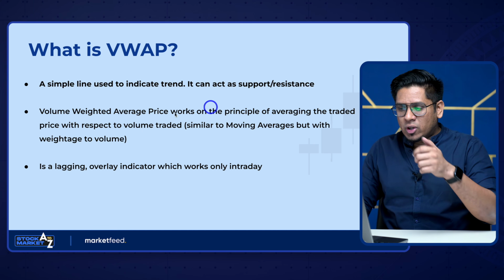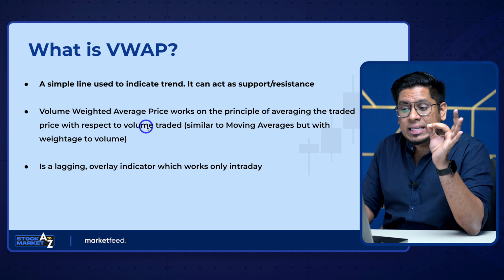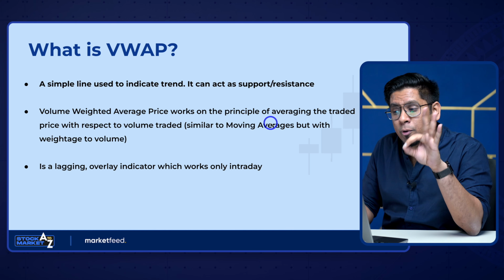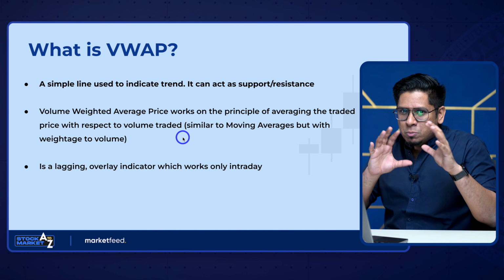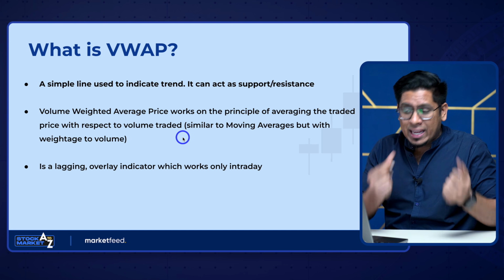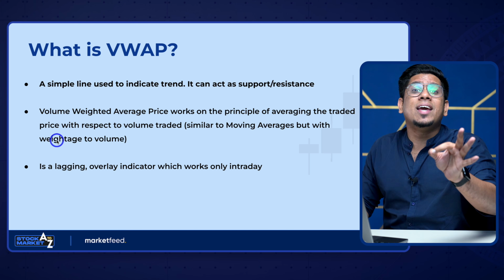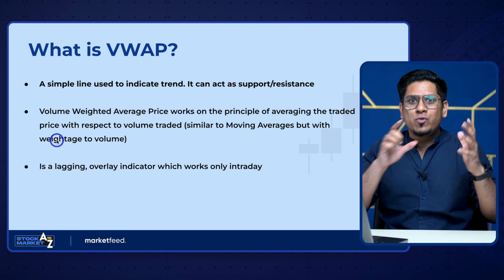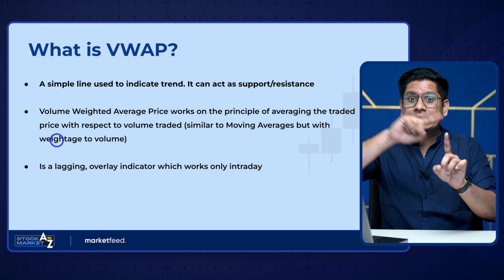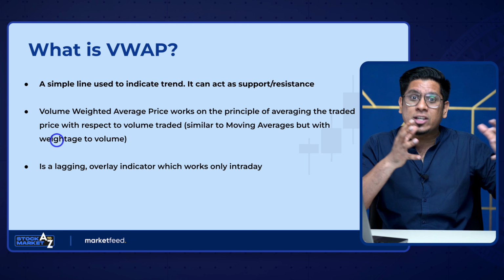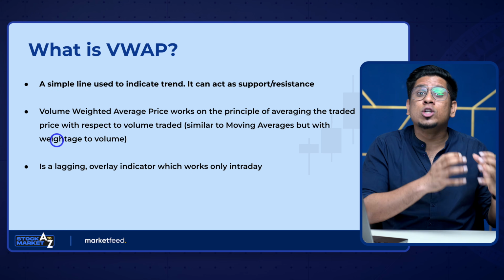So let us jump into the second point here, which is VWAP, or volume weighted average price, works on the principle of averaging the traded price with respect to volume traded. Now again, this might seem a bit complicated, but I'll make it very easy for you. VWAP is very similar to moving averages, but with weightage to volume. So if you plot VWAP on the chart, that will be a very simple line, just like a moving average. But this line is not just the average of the previous prices, but average of the previous prices plus some weightage also given to the volume.